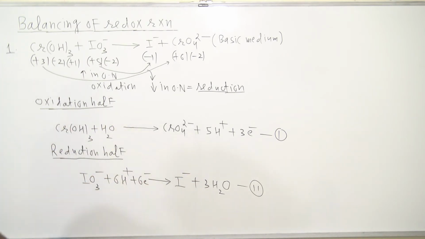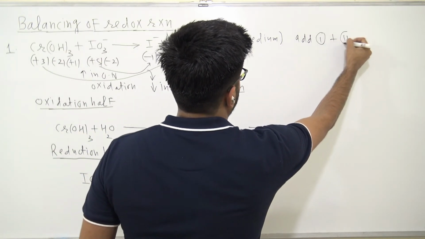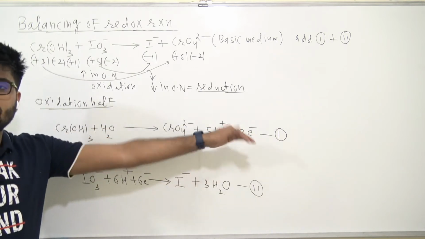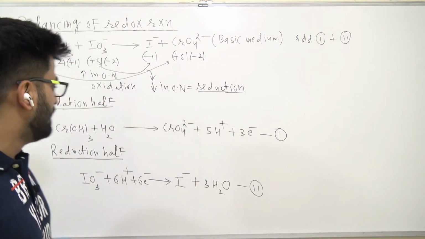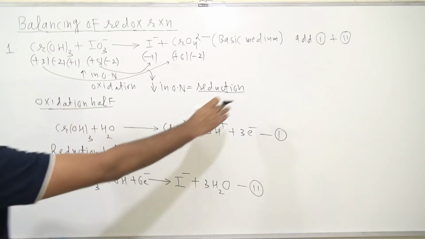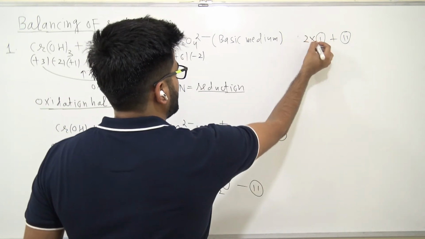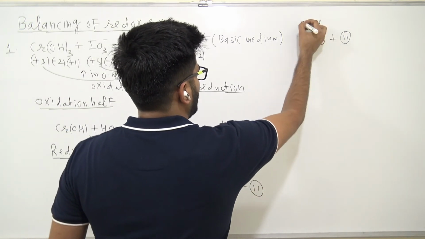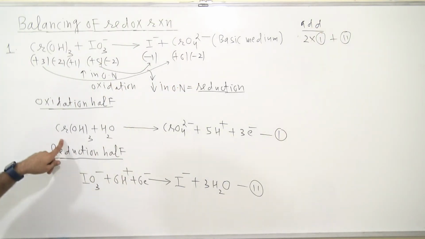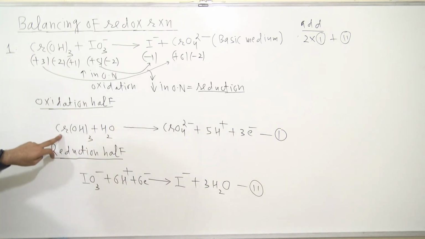Everything is balanced. Now you add 1 and 2. But you know this very well. When you are adding, you add in such a way that the electrons will get cancelled out, right? So I need to multiply the second reaction with 2, not the first reaction. Add 2 into 1 plus 2, right, guys? Because here we have 6 electrons, so I need to make it 6 electrons. So now I'm doing that kind of calculation.